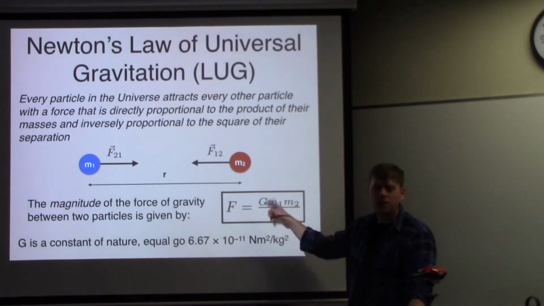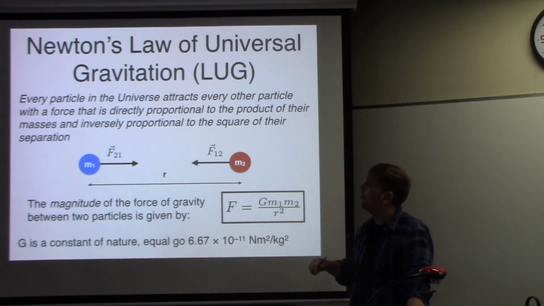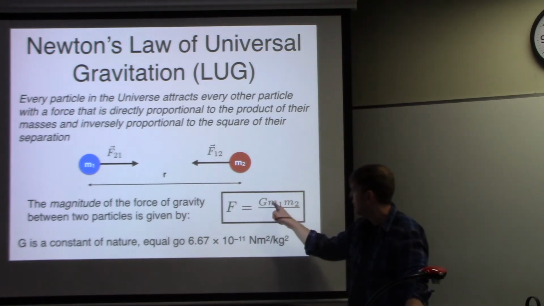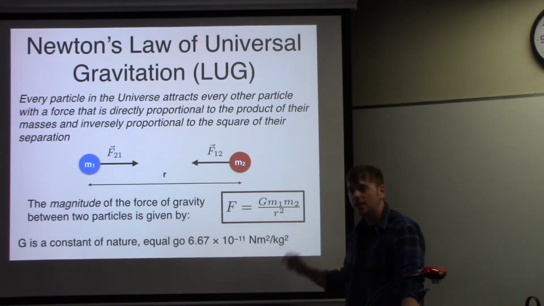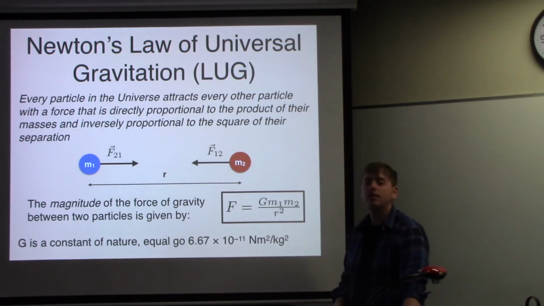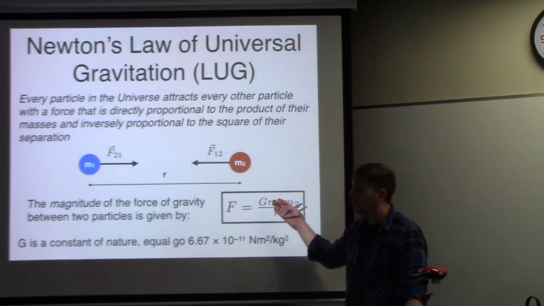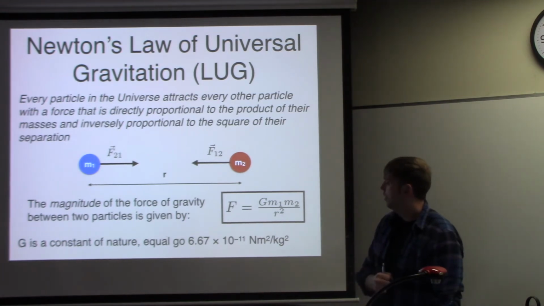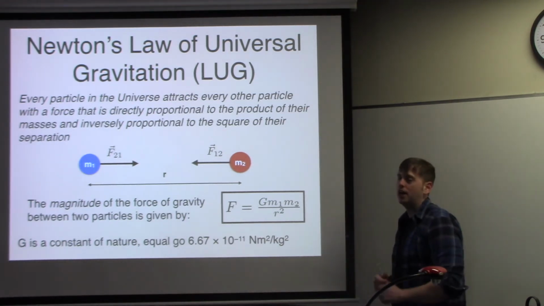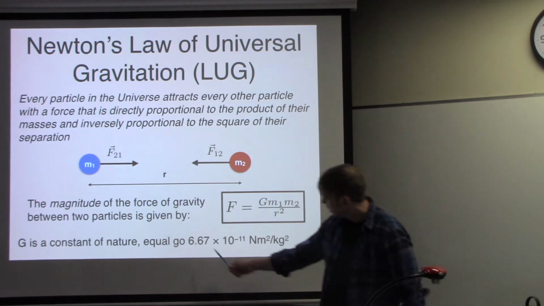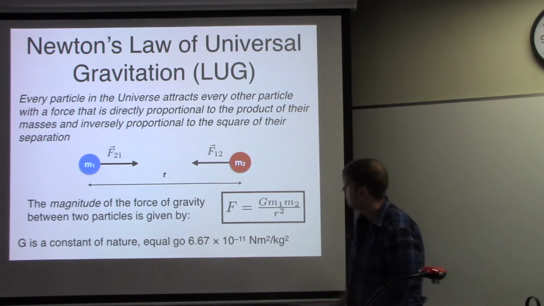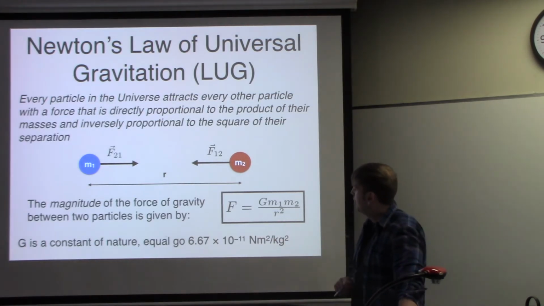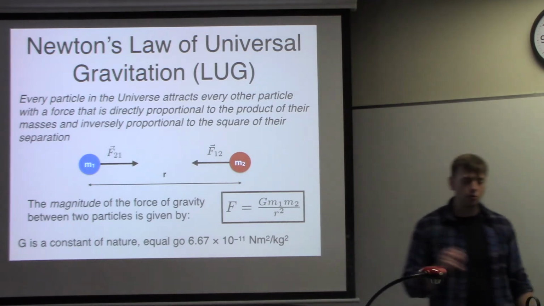But there's also this G there. Let's think about it. Whenever we have proportionality, so force is proportional to m1 m2 over r squared, you need a constant of proportionality in the equation. That's what G is. G is just some constant that describes exactly how gravity works. And G, I'm going to give you the value, is equal to 6.67 × 10^-11. And the units here are a little bit funky. Newtons times meters squared divided by kilograms squared.